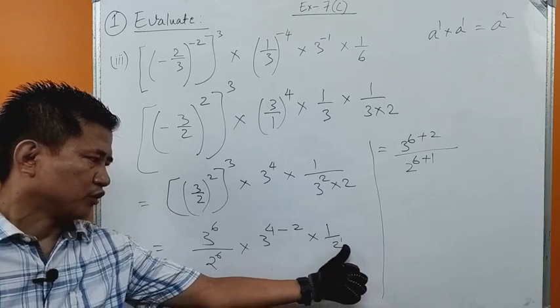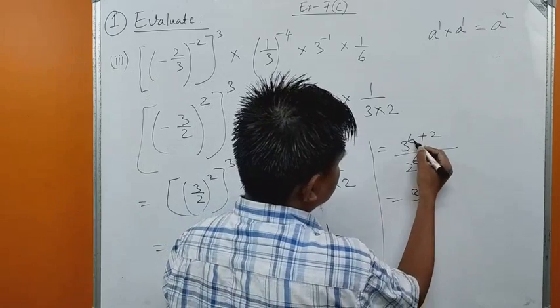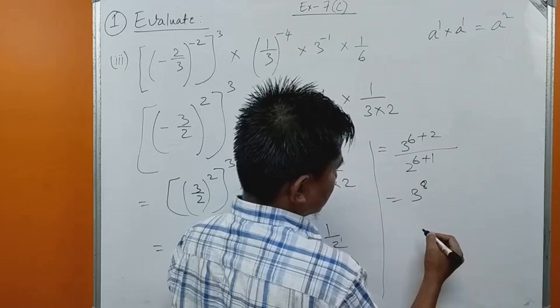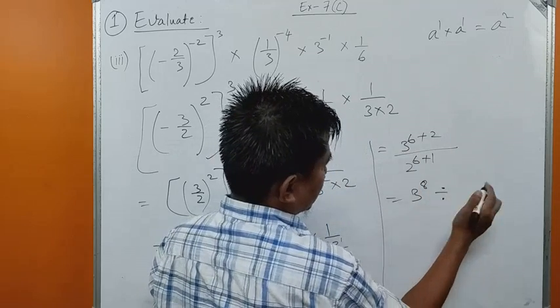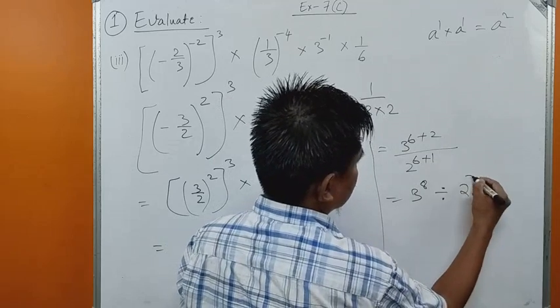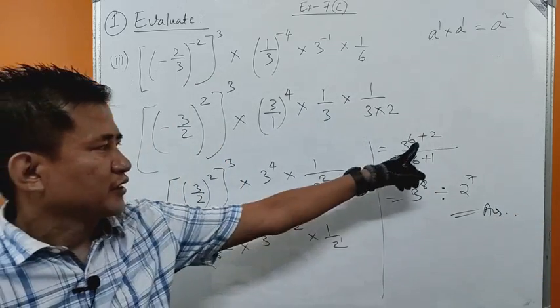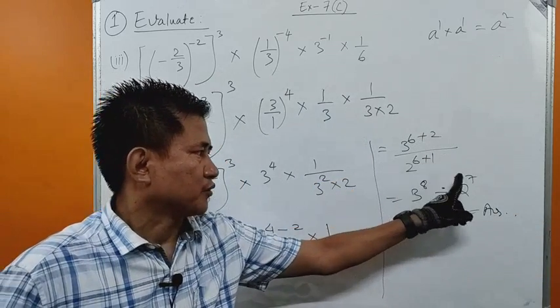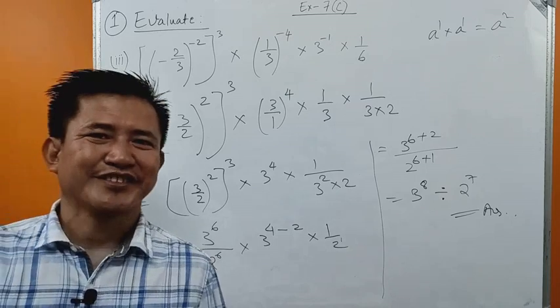Now here we have 3 to the power 6 plus 2 is 8, isn't it? Divided by, whole upon means divided by, 2 to the power 6 plus 1 is 7. So this is the answer. 6 plus 2 is 8 and 6 plus 1 is 7. Okay, I hope you got this. Now let's do the next question.